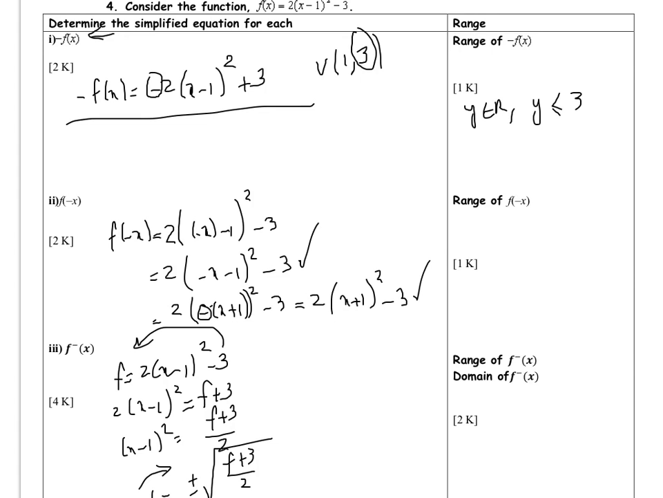F of minus x is this one that we found before. And since a is positive 2, so the parabola opens upward, and you can see that the vertex is negative 1 and negative 3. So we can say the range of f of minus x is y in R, and y has to be greater than or equal to negative 3.